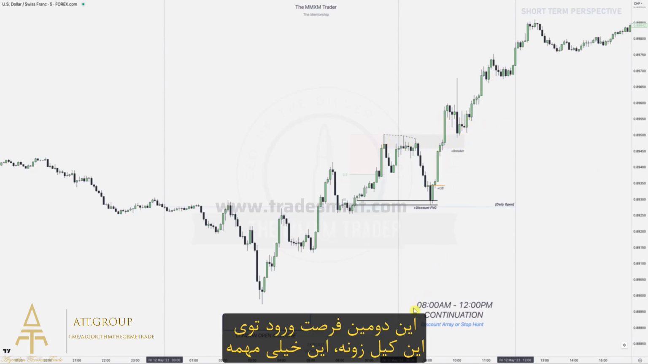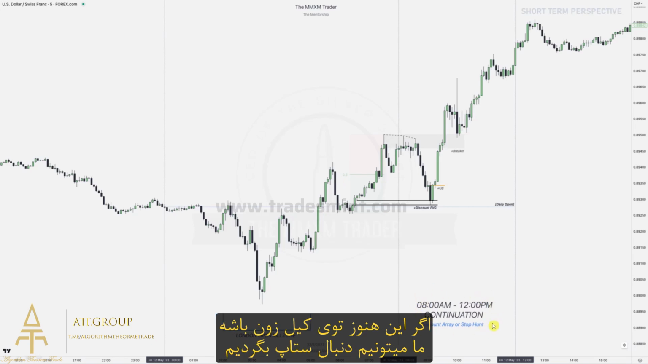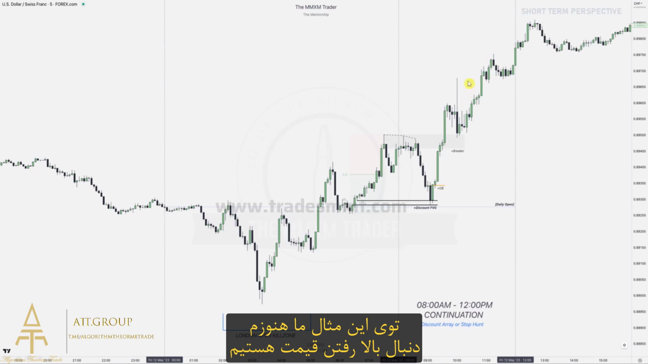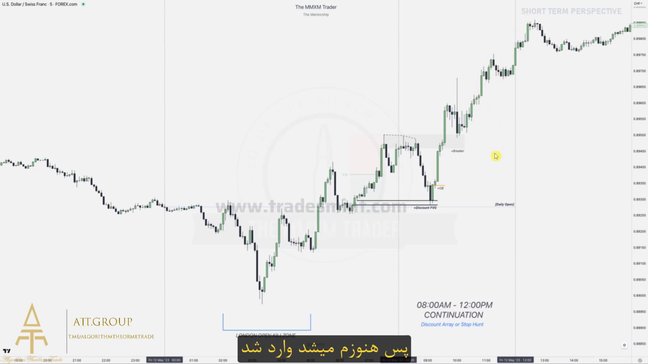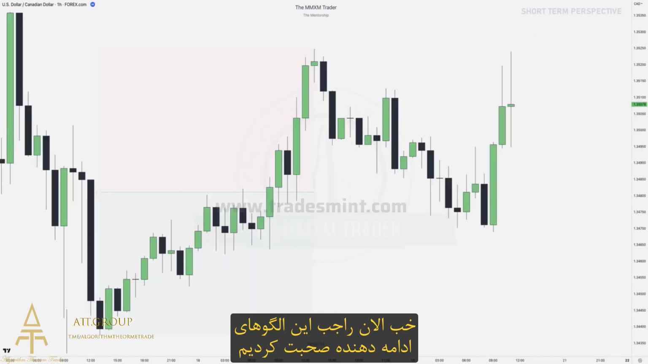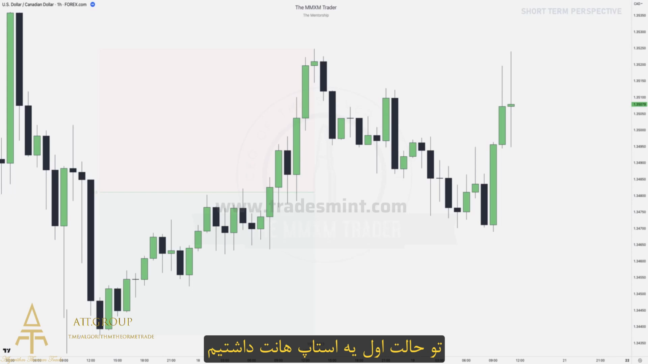It is still inside our kill zone, right? So important, if it's still in our kill zone, we can still look for setups, unless we already cleared our draw on liquidity, and in this case we still looked for higher prices, so an entry was still possible. So we just talked about those continuation patterns, right? First of all, we have a stop hunt, and second of all, we can look for a discount array.